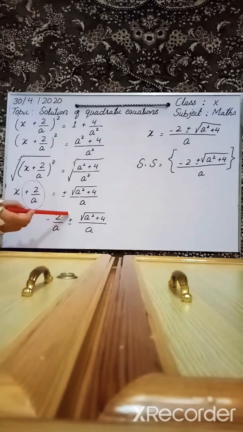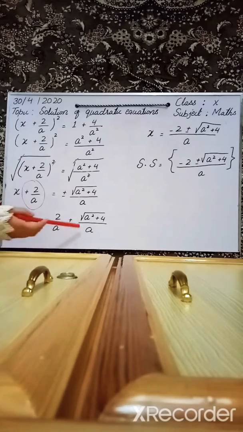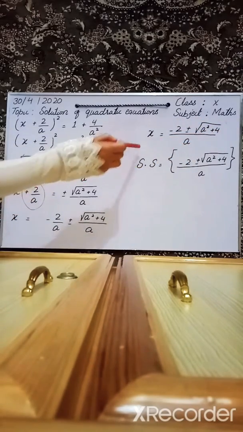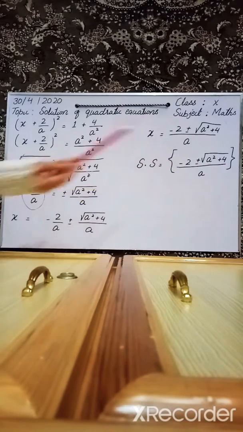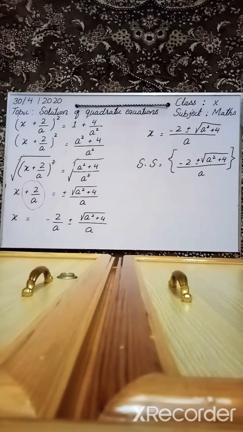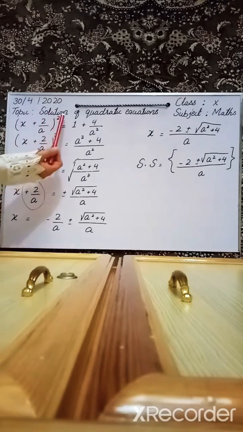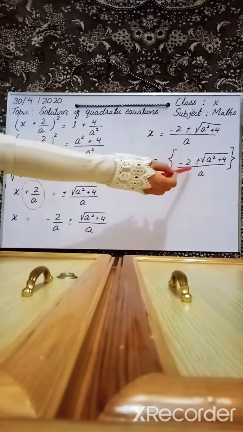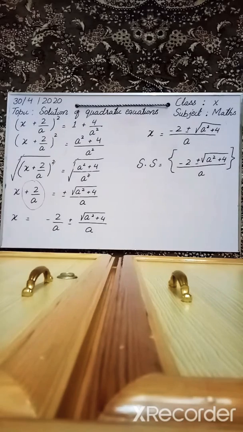Since we have the plus and minus sign and we have a fraction, we can go with taking the LCM. The LCM will be a, and this is combined. Now we have this as our answer. As I told you earlier, the solution or answers depend on the power of the equation. If the equation has power 2, it will have two roots. One root will be with plus and one root with minus. You can write these separately or combined. So this is the solution set of the quadratic equation by the completing square method.